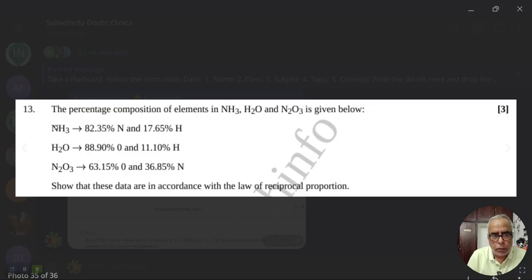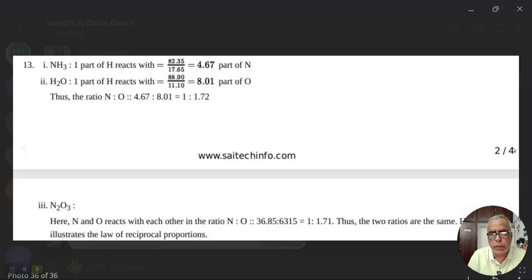So in that case, we have to consider the ratio between nitrogen and oxygen. And what is the percentage of nitrogen and oxygen in these two compounds? So we need to relate like this. Okay, shall we proceed? So in one part, the case of nitrogen, I mean ammonia, the nitrogen part is 4.67. And in the case of water, the part of oxygen is 8.01. Now, when we divide these two, we can get the N by O ratio, that is found to be 4.67 is to 8.01.